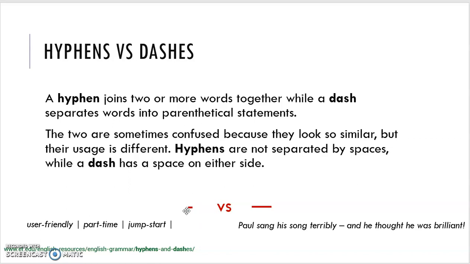So here is our hyphen. We can see examples here with user-friendly, part-time, and jumpstart, no spaces. Whereas our dash, we have Paul sang his song terribly, and he thought he was brilliant. So you can see there's some spaces here. It's that parenthetical statement. You can think of those also as appositives because it's extra, a little bit more going on and more description.